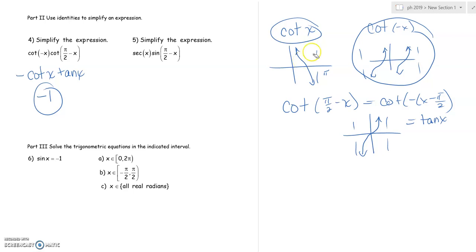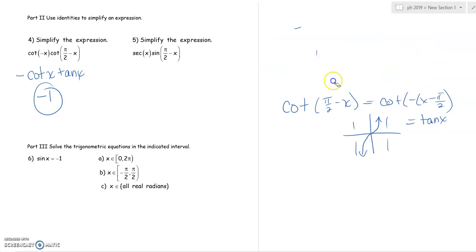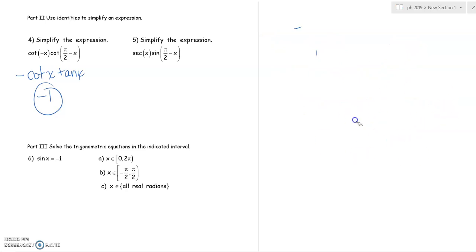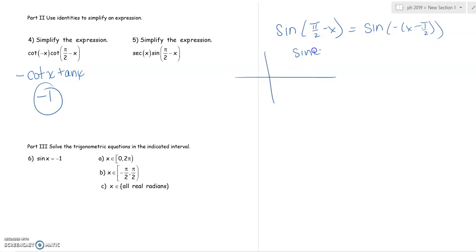Okay, so let's take a look at number 5. So we need to know, and I'm going to go ahead and erase this, we need to know what is the sine of pi over 2 minus x. So go ahead and pause the video. Don't turn the page and look at the identity. See if you could go ahead and graph this and figure out an equivalent expression for the sine of pi over 2 minus x. Okay, so did you take your sine curve, reflect it over the y-axis, and then move it right pi over 2?